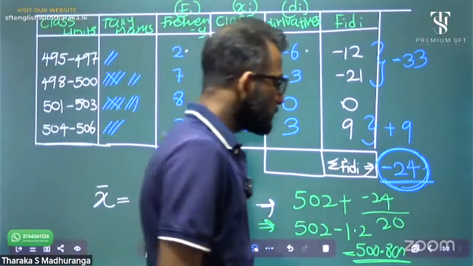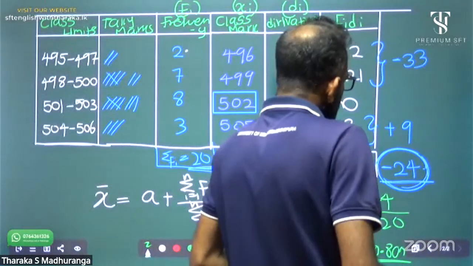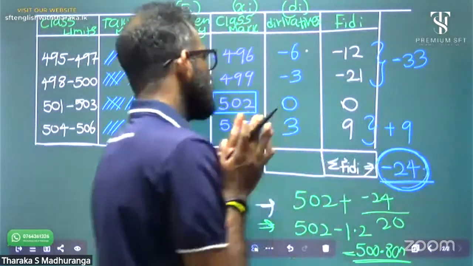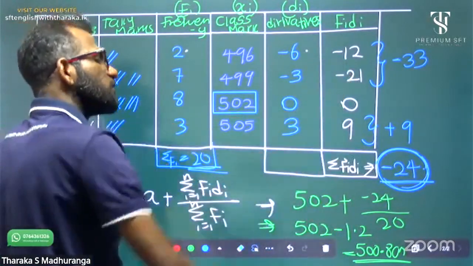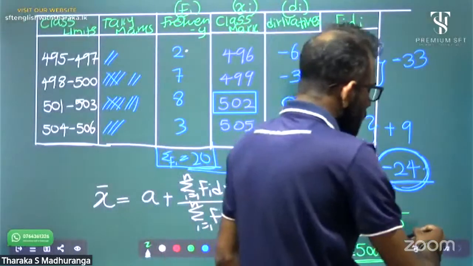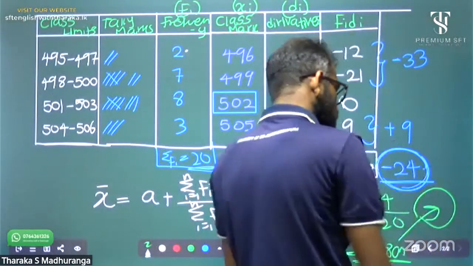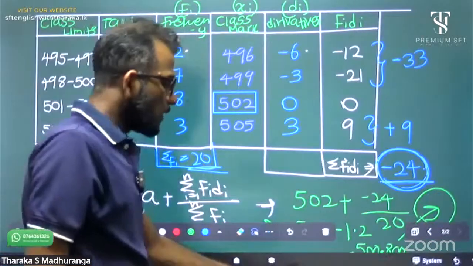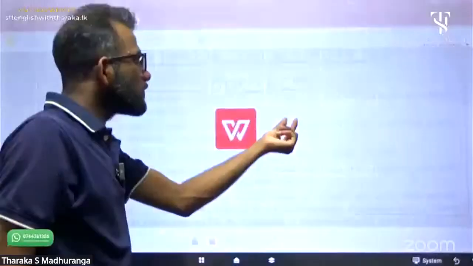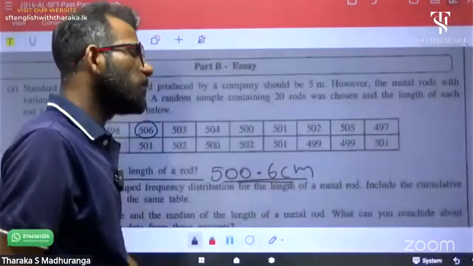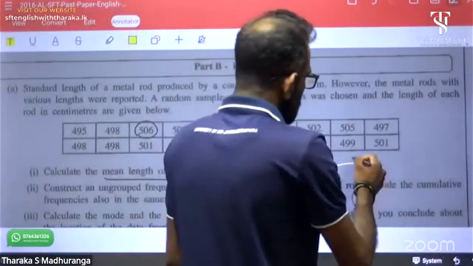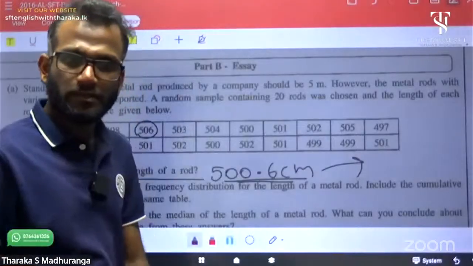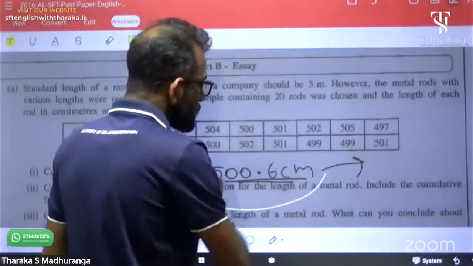What's my problem? If you calculate the mean using the group frequency distribution, it's 500.8 centimeters. But if you get the actual mean of the distribution using the normal method as a simple frequency distribution, that's 500.6. Okay, that's the actual value.